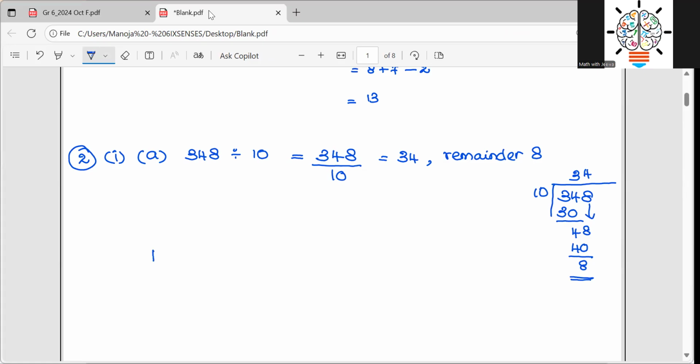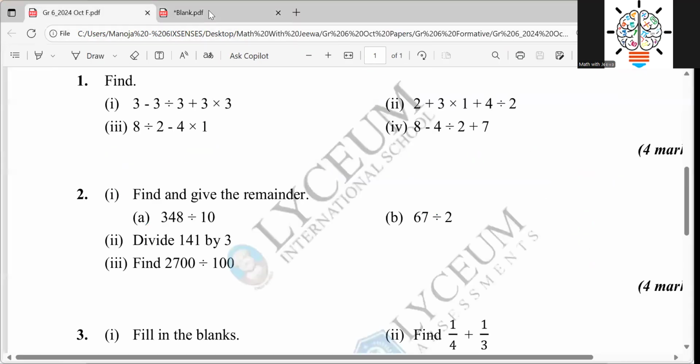So then part B, we have 67 divided by 2.